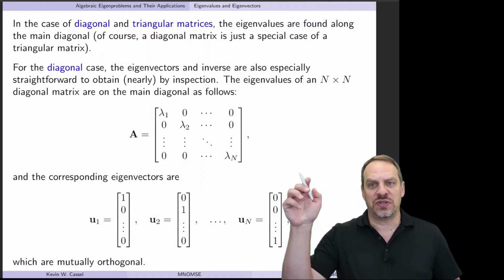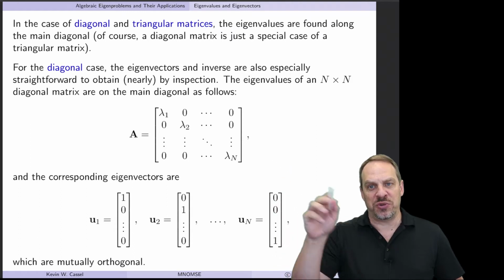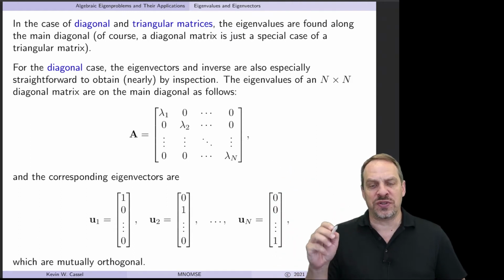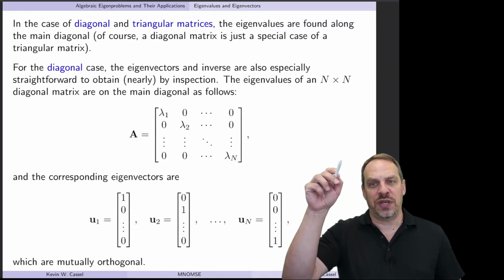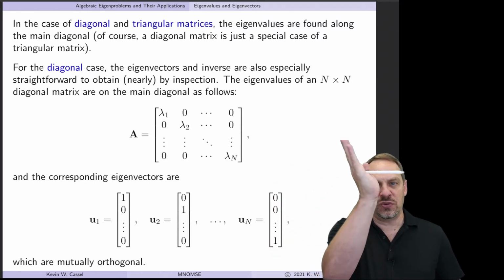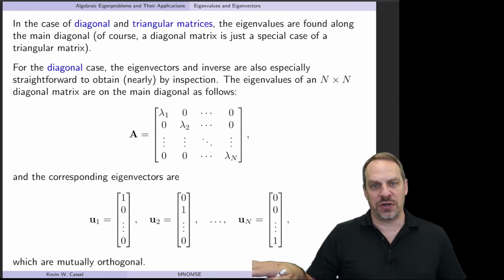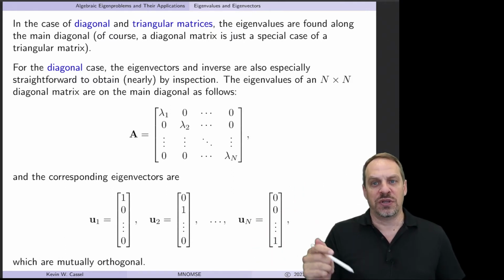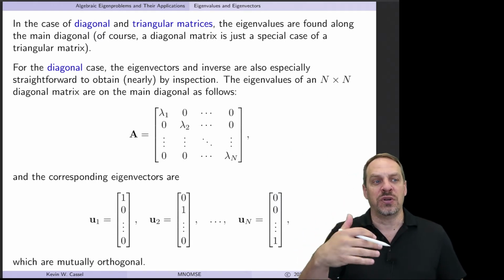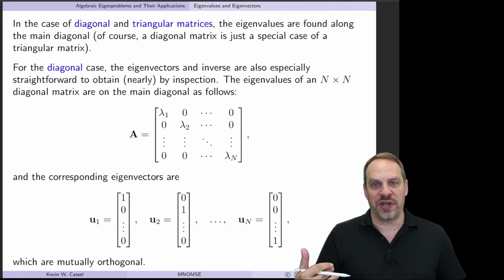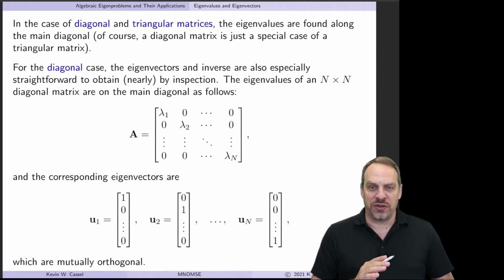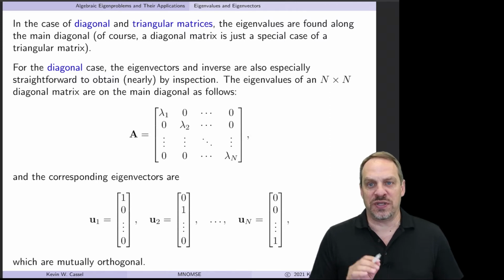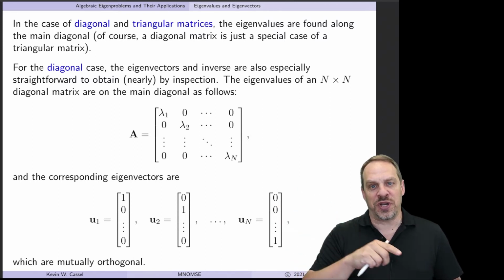A diagonal matrix obviously just has non-zero elements down the main diagonal, zeros everywhere else. A triangular matrix is one where the main diagonal is non-zero and all the elements above it or all the elements below it are non-zero and the others are zero. So it's like a triangle of non-zero elements. You talk about upper or right triangular and lower or left triangular. Turns out that in both cases, triangular and diagonal matrices, the eigenvalues are sitting right on the diagonal.